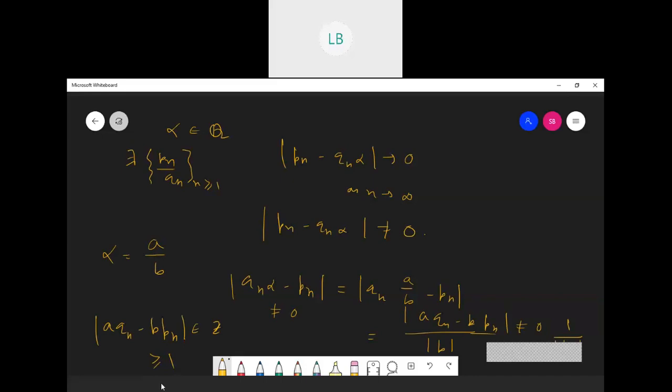Now, if it is greater than or equal to 1 by mod of b for all n, then how can it converge to 0 as n goes to infinity? It was supposed to converge to 0, but this can't happen, right? Because it is greater than or equal to 1 by b. That is a contradiction. We assumed that alpha is rational, so it is a contradiction, so alpha is irrational actually. So we proved this part. If there exists a rational approximation of alpha such that p_n minus q_n times alpha is never equal to 0, then alpha can't be rational. That is, alpha is always irrational. So is it clear?